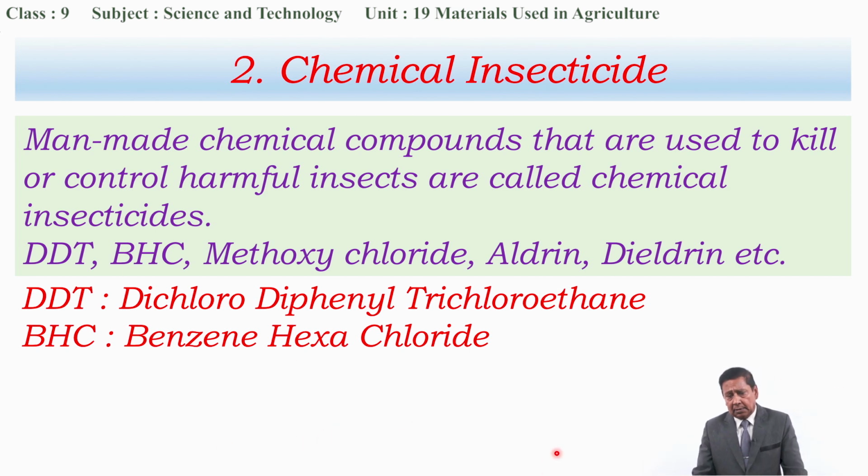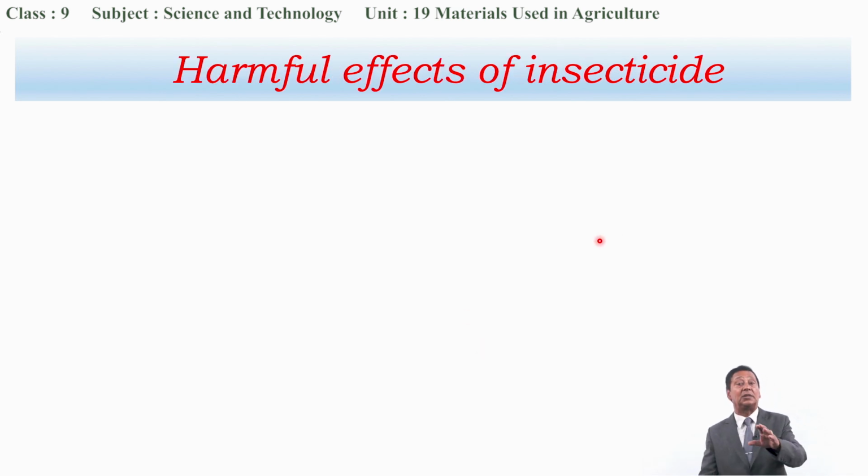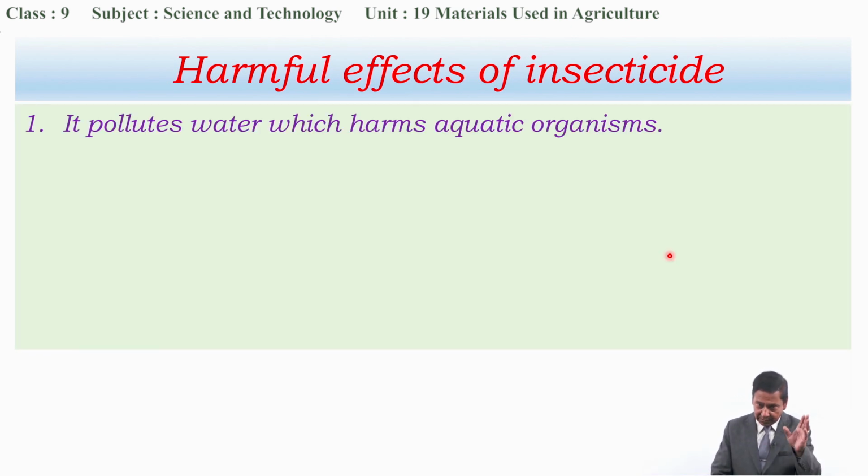Okay, chemical insecticide, as far as possible, we don't have to use. But if our crops are damaged heavily by harmful insects and pests, then certainly we have to use it, and we have to use it in less amount, only the required amount. If it is used excessively, then different harmful effects are seen. What are the harmful effects when we use insecticide excessively in the field? We can understand with these points.